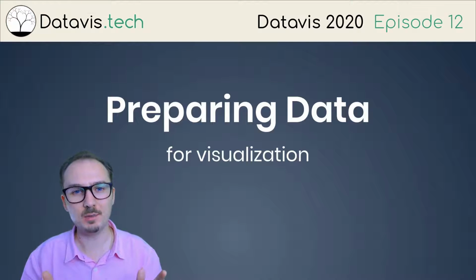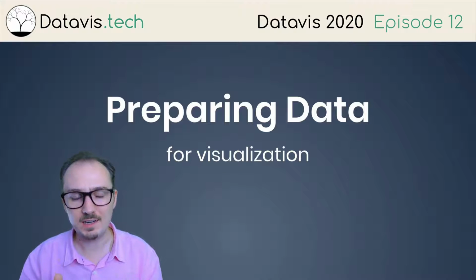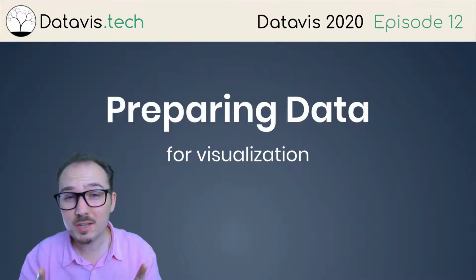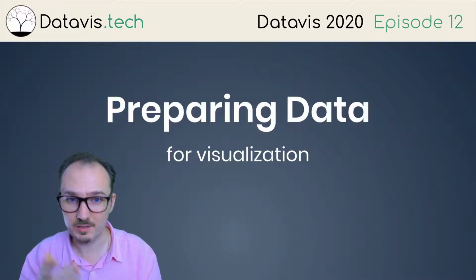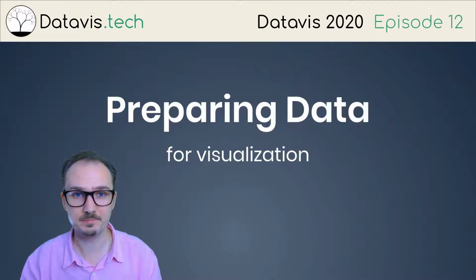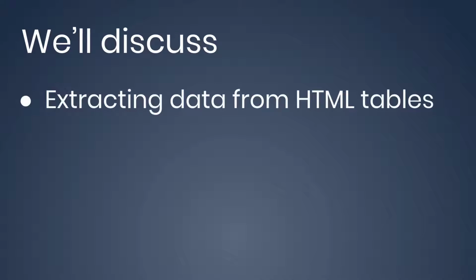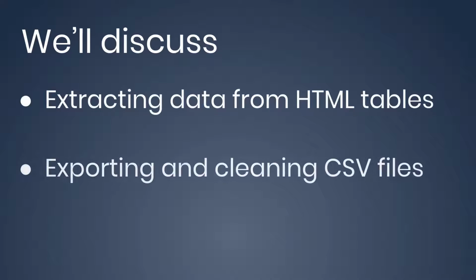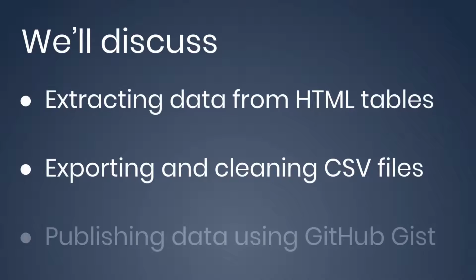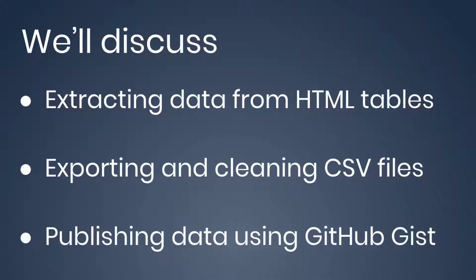I'm going to talk a little bit about preparing data for visualization using web technologies like React and D3. We'll discuss extracting data from HTML tables, exporting and cleaning CSV files, comma separated value text files, and publishing data using GitHub Gist, a commonly used way of getting public data available.